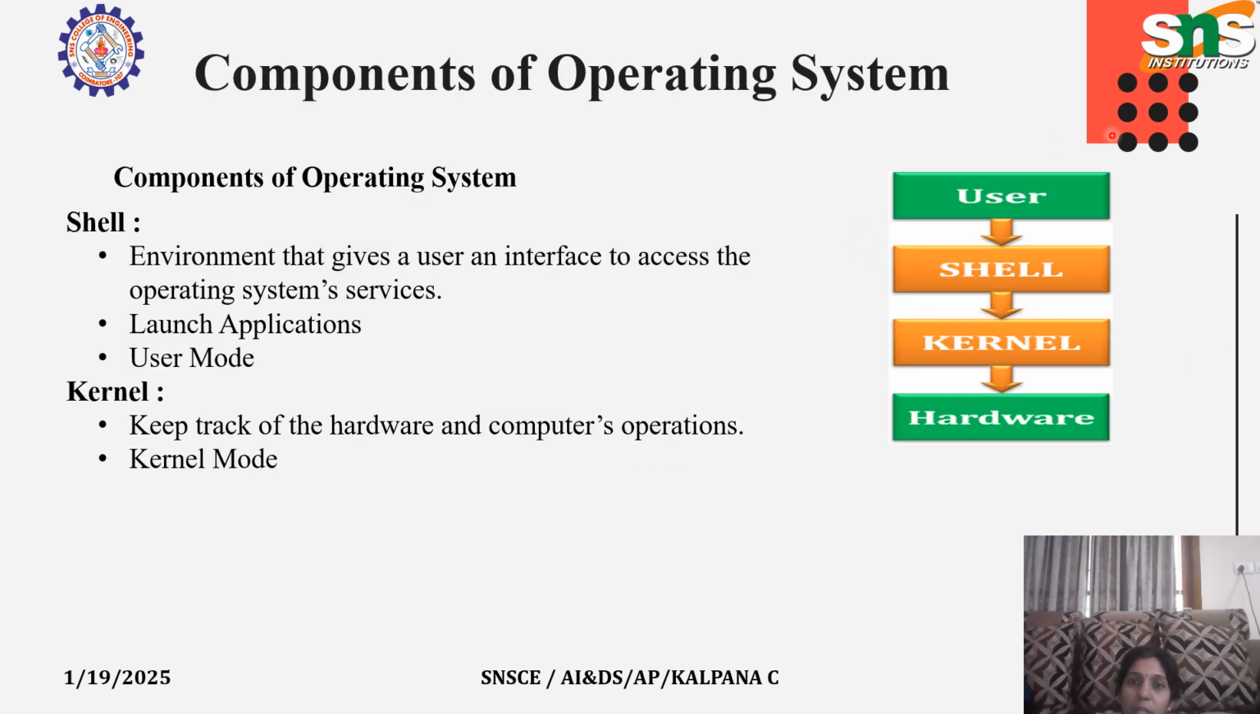Our next topic is components of operating system. The components are user, shell, kernel and hardware. Mainly, the shell and kernel are the main components of your operating system. The shell provides an interface between the user and the operating system. That is the purpose of the shell.